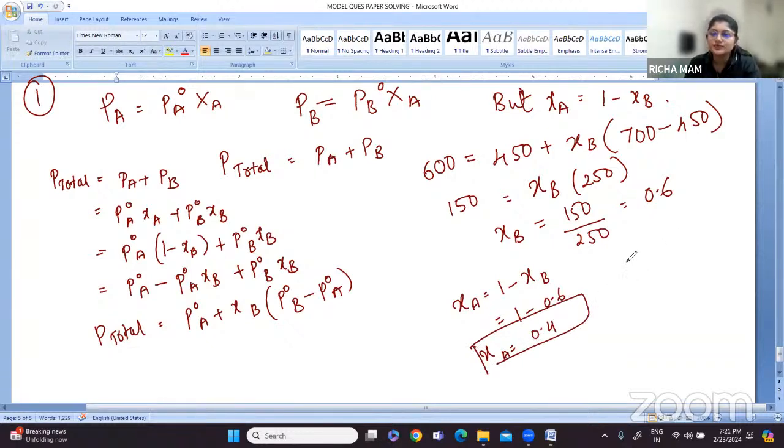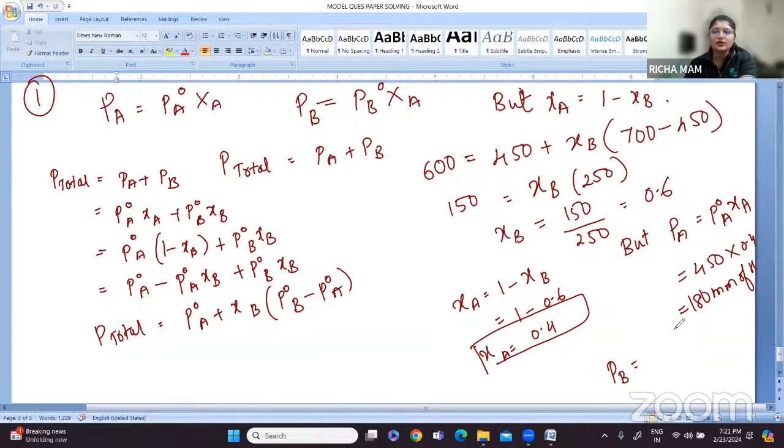You also know that partial pressure of A is P naught A into mole fraction of A. That is 450 into 0.4, which will be 180 mm of Hg. Also, the partial vapor pressure of B is P naught B into mole fraction of B. So that is 700 into 0.6, which will be 420 mm of Hg.